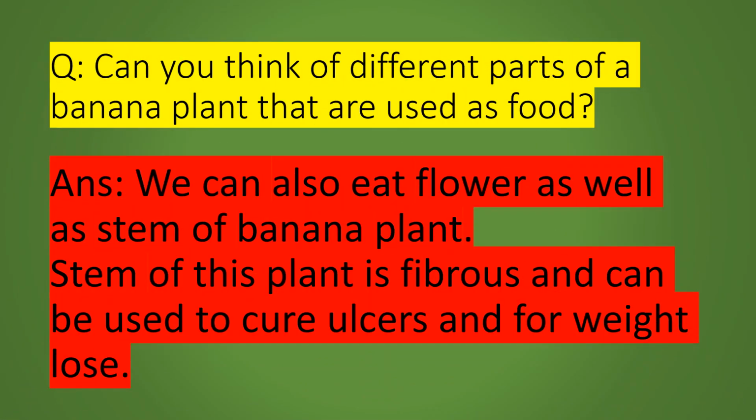In the previous section, I asked you: can you think of different parts of a banana plant that are used as food? Answer: we can eat flowers as well as the stem of the banana plant. The stem of this plant is fibrous and can be used to cure ulcers and for weight loss programs.